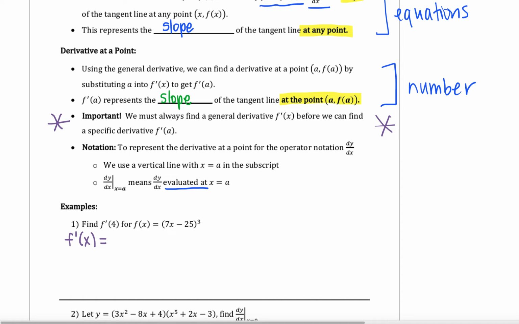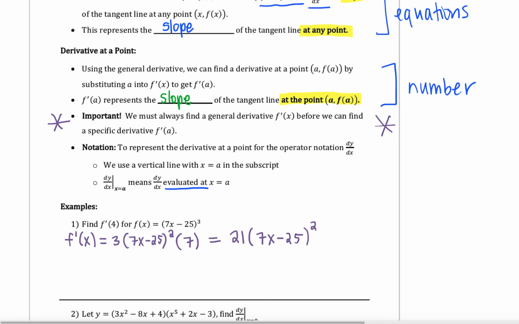To take the derivative of something to the third power, that 3 would come down. We'd keep the inside the same, so 7x minus 25 stays the same, to now the second power by subtracting 1, and then times, to finish off the chain rule, we need to take the derivative of the inside, and the derivative of 7x minus 25 would give us 7. Now from here, I'm going to do a little bit of simplification. The 3 times the 7 could get multiplied, giving us 21 times 7x minus 25 all to the second. And that would be our first derivative, or our f prime of x.